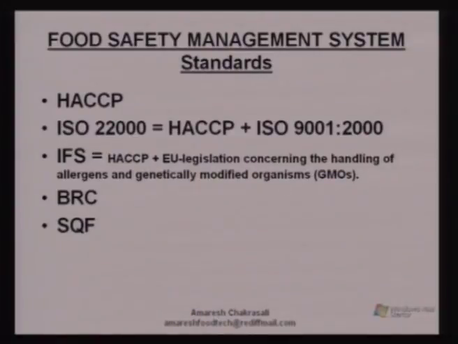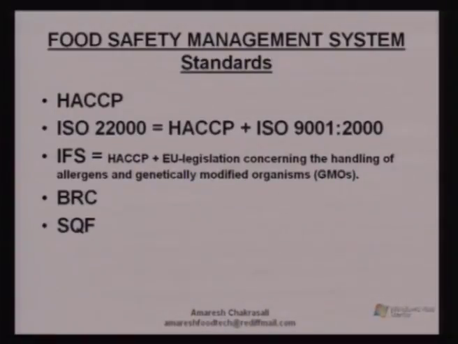A standard HACCP certification can be done based on the Codex guidelines. Then there is a standard which has come later, like ISO 22000. This encompasses HACCP as well as some of the elements of ISO 9001:2000. ISO 9001:2000 also got slightly revised in 2008, but this is the system part of it.